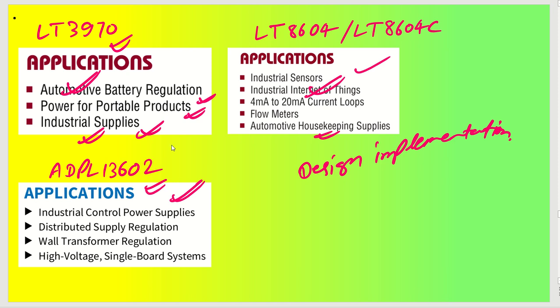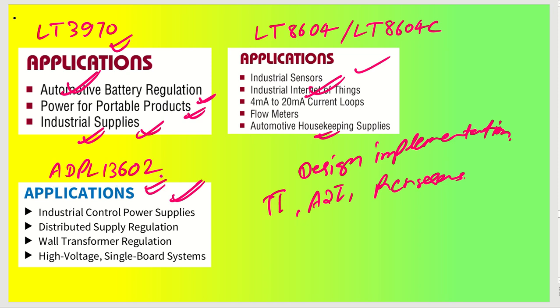I understand that with these three ICs, their details and design analysis, you will be able to apply and extend the same concepts to other applications or other ICs, whichever manufacturer you take, whether it is Texas Instruments, Analog Devices, Renesas, Microchip, STM, or even Monolithic. So many manufacturers are there. Let us quickly concentrate on this particular IC, the ADPL13602.